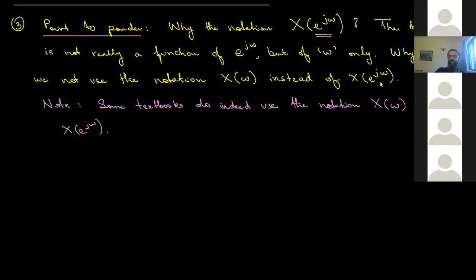You should have asked this same question in the continuous time Fourier transform, where we use this notation X of j omega. Why X of j omega? Why was this j here? It's not actually a function of j, right? Sir, what was this for? So perhaps because complex frequencies also come in.